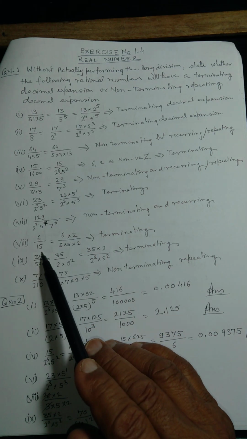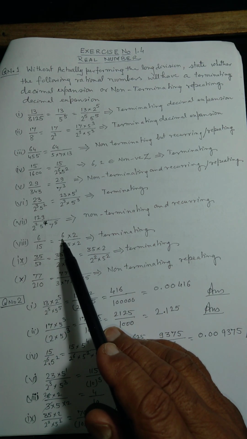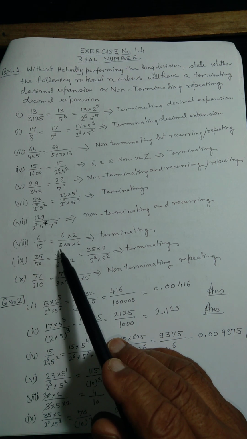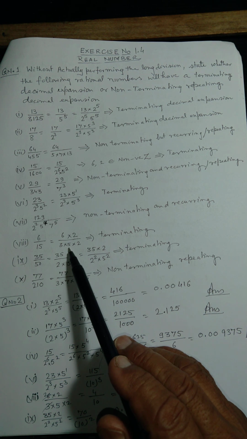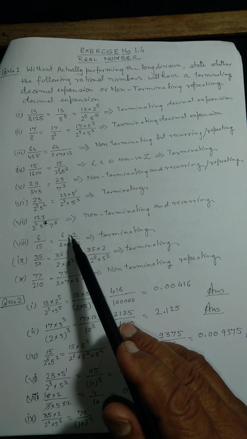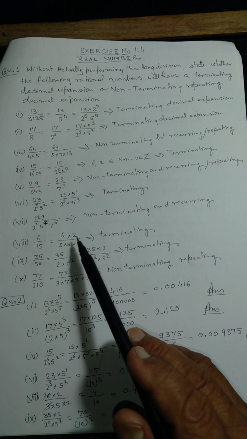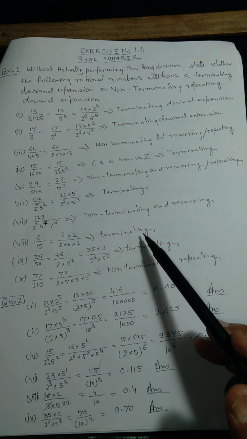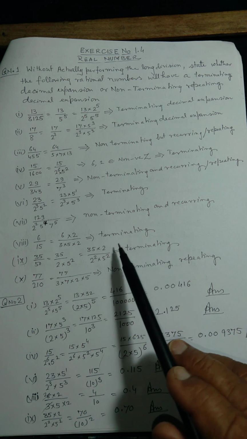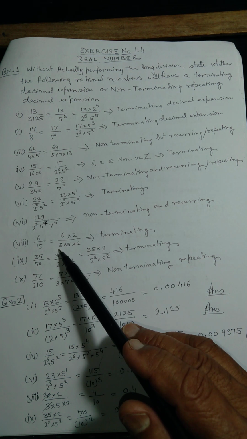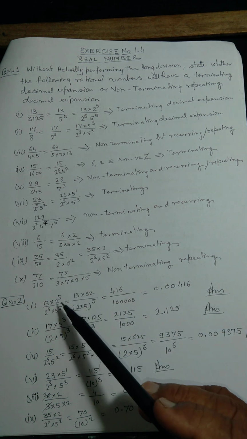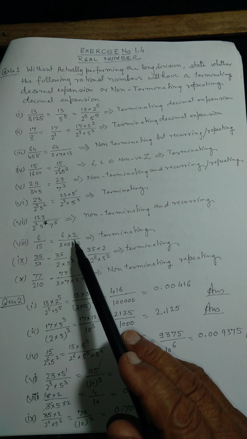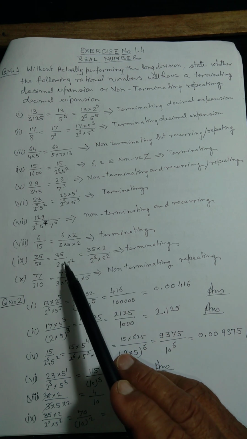6 upon 15. In the denominator part, 3 into 5 is 15. I have multiplied by 2 and divided by 2. So it indicates that it is terminating, because the 6 can be cancelled by 3. If the 3 is not cancelled, then it will be non-terminating but recurring.